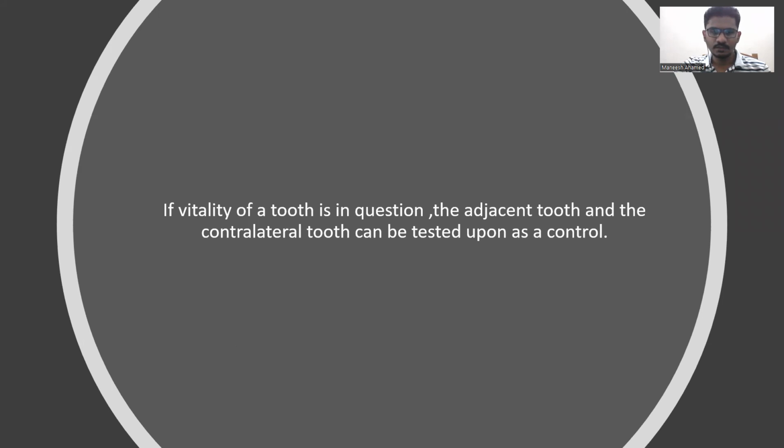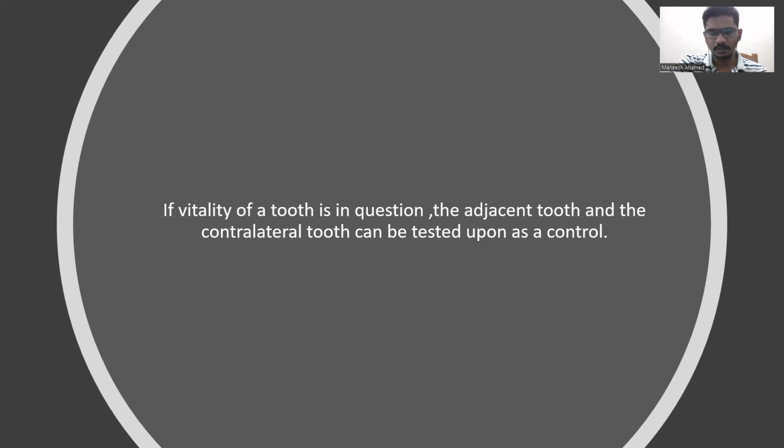If vitality of a tooth is in question, the adjacent tooth and the contralateral tooth can be tested upon as a control. Here, as we see, the thermal test and electric test are not conducted on the tooth in question. It is usually conducted on the contralateral tooth and also on the adjacent tooth in order to compare. Then only we get a comparison between different teeth. So usually the response is compared with a normal tooth.